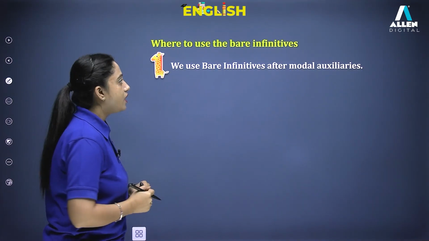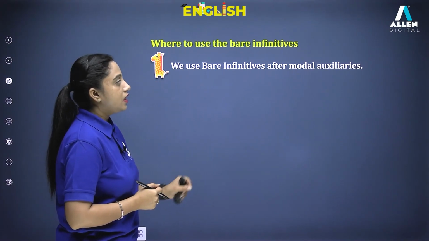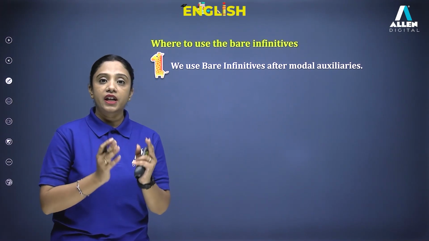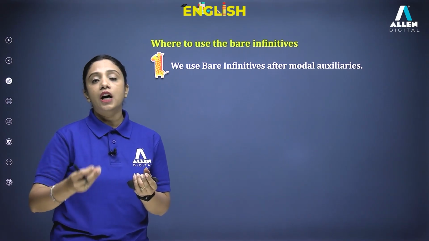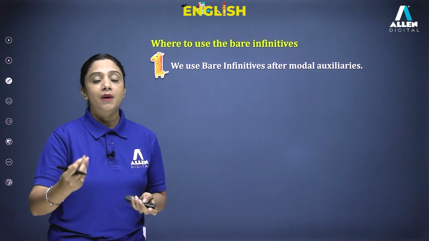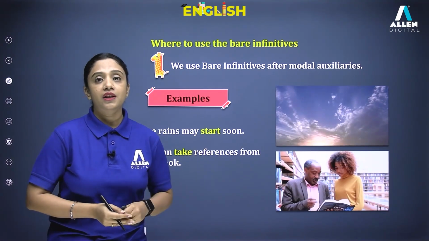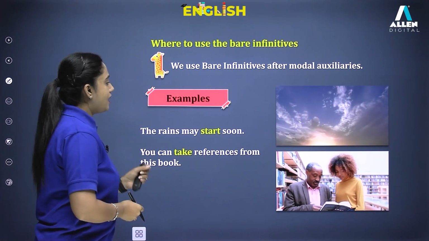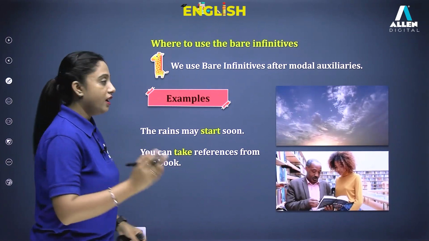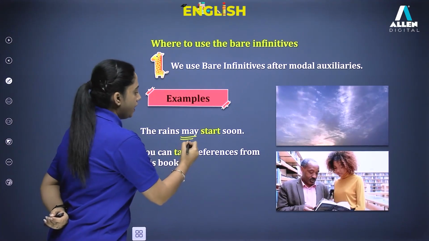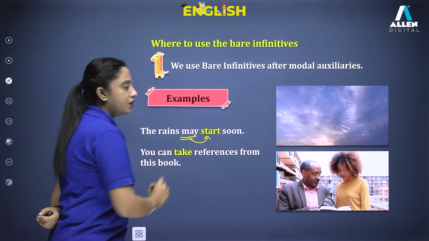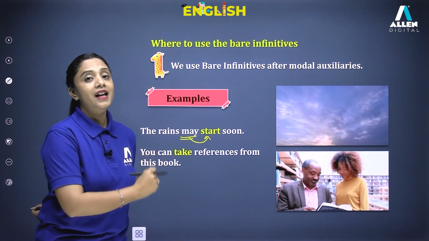So here is the very first condition. We use bare infinitives after modal auxiliaries. So whenever we are using modal auxiliaries, it is followed by first form of the verb and it is known as bare infinitive only. So here are the examples. The rains may start soon. So here I am using a modal may, and just after it I am using first form of the verb, that is what? That is bare infinitive.